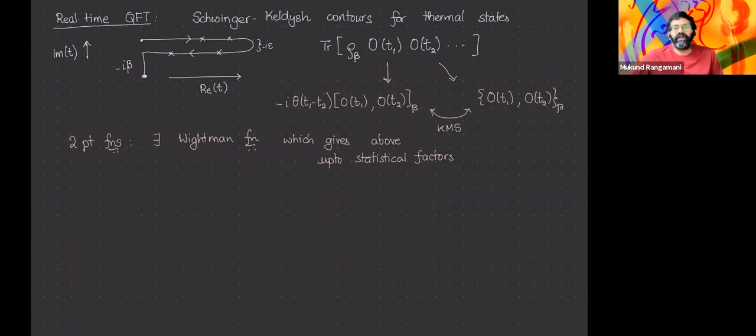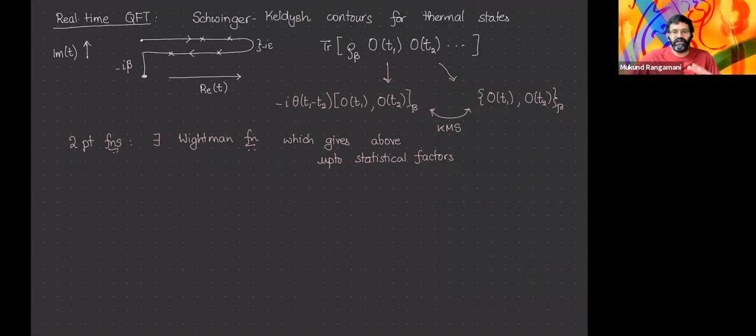So we have this gadget. We need to compute, and the same thing holds for higher point functions. Let me say a priori that the Schwinger-Keldysh correlators are not the full set of arbitrary time orderings for n-point functions.